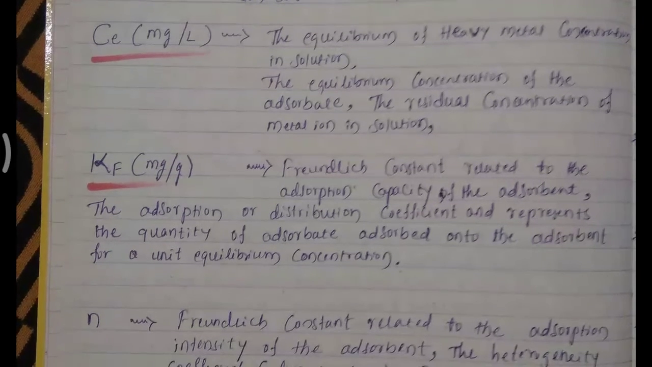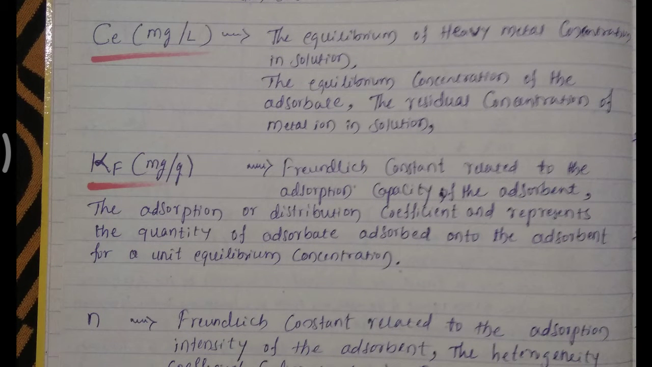And the Kf unit will be milligram per gram, and Kf means the Freundlich constant related to the adsorption capacity of the adsorbent. And also we can say the adsorption or distribution coefficient, and it represents the quantity of adsorbate adsorbed onto the adsorbent for a unit equilibrium concentration.